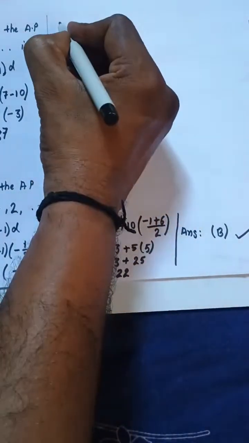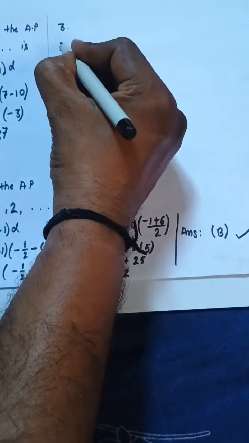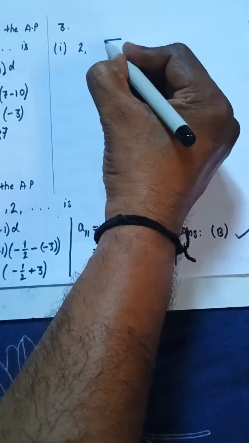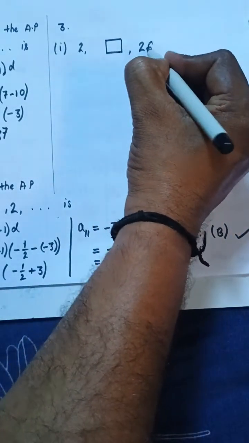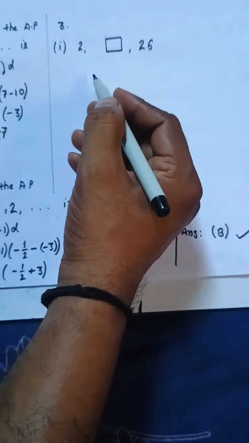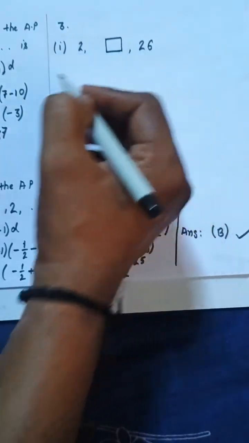We have the first question: you need to find the missing term. So 2, then this, okay, an empty box. So what should be here? We have this one term minus this term will be equal to this term minus this term.